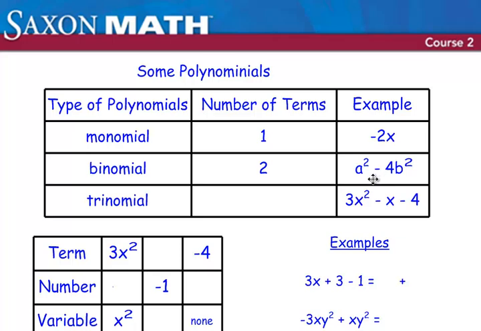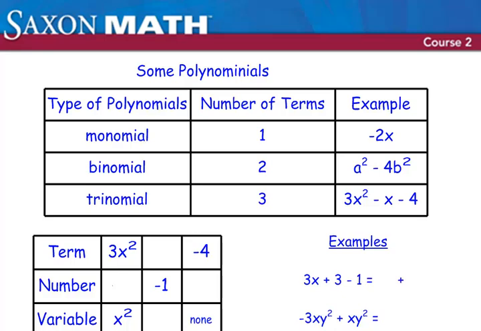The third type of polynomial that we will talk about in this lesson is called a trinomial. We know that tri means three, so therefore it'll have three terms. An example of a trinomial is 3x squared minus x minus 4.